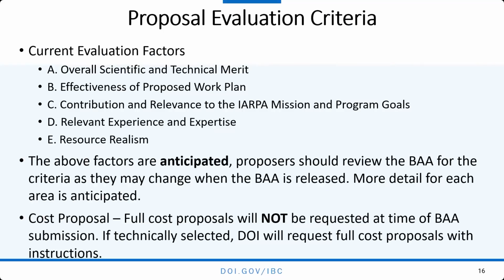These are the evaluation criteria that we've used in the past. I think we're going to end up using the exact same ones. These could change, so do pay attention to that in the BAA. Overall scientific and technical merit, effectiveness of proposed work plan, contribution and relevance to the IARPA mission, relevant experience, resource realism. Again, I'm highlighting here just to let you know, we will do the technical evaluation without the full-blown cost proposals, and we will request those later if you go through that selection process.